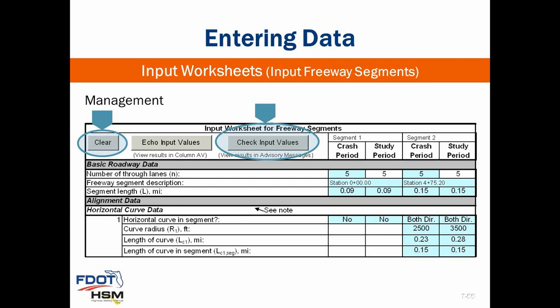The second button is used to check input values. This action is performed by clicking the Check Input Values button. Advisory messages will appear after this button is clicked if there are any issues with the input data. Advisory messages are updated every time the Check Input Values button is clicked. This button should be used every time data are entered, and it should be reused until all issues are addressed and no advisory messages appear.